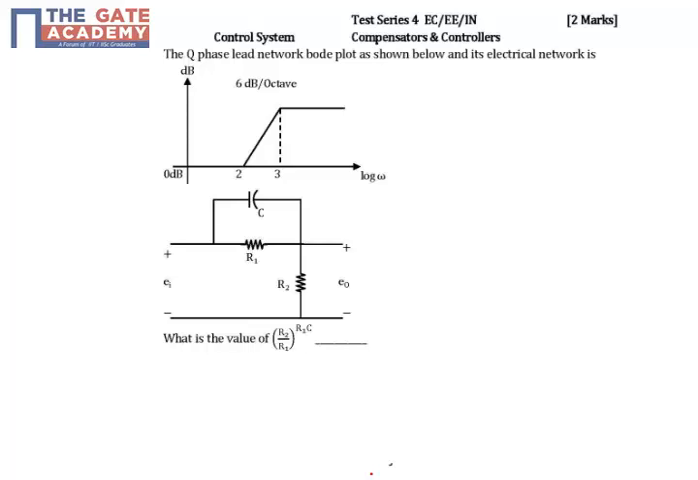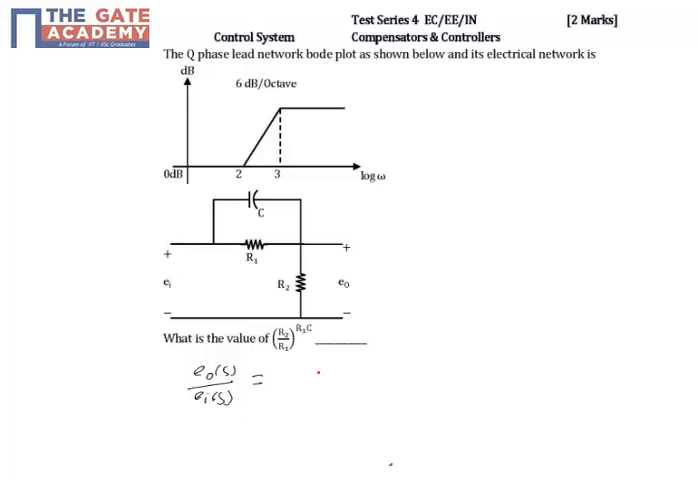Now first we have to find the transfer function of this network, E0(s)/Ei(s). To find the transfer function, we have R2 in series with the parallel combination of R1 and C. First we will have to determine the equivalent impedance of the parallel combination of R1 and C, and that will be in series with R2. So in that condition we can apply the voltage division rule to determine the transfer function of this system.